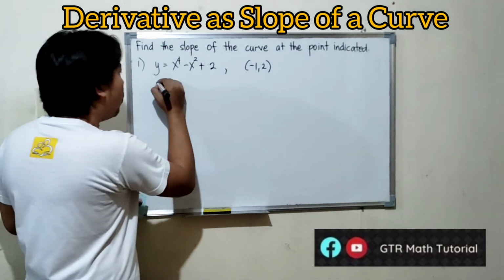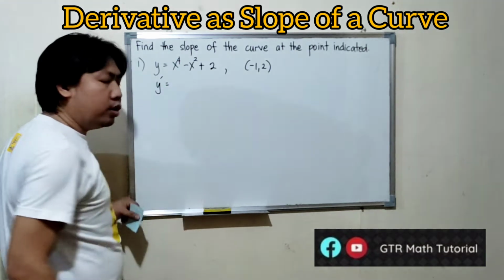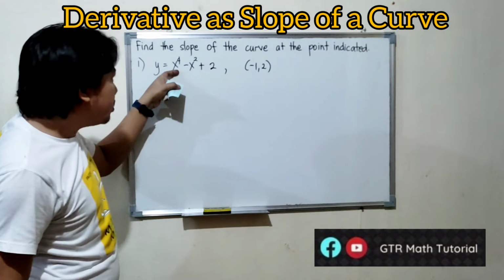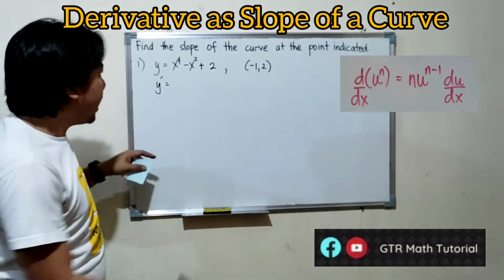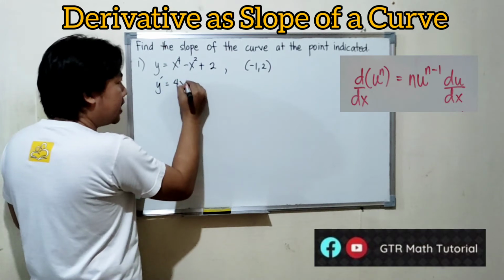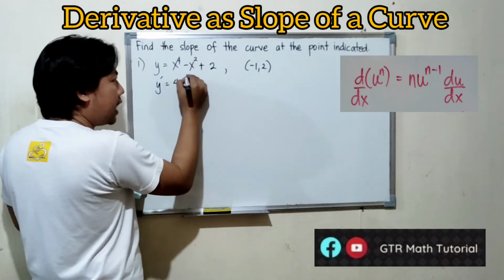So we have y prime is equal to, so apply the power rule. So we have u to the n. So we have 4 times x raised to 4 minus 1. So that is 3.